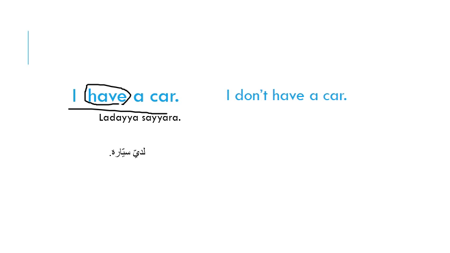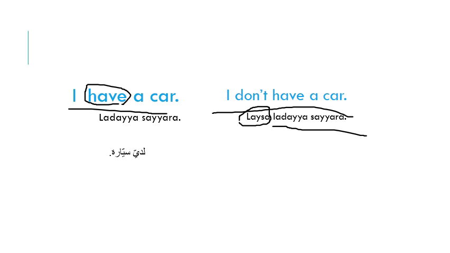So, to change this into the negative voice or to negate this sentence, it becomes I don't have a car. Notice here, how did we negate the sentence? The sentence I have a car means لدي سيارة. Here, we negated the sentence by adding one of the words that changes the sentence from affirmative into negative, which is ليس. So, whenever we have لدي in the sentence, which means in English, I have, we put ليس before I have or before لدي. This is the first situation.